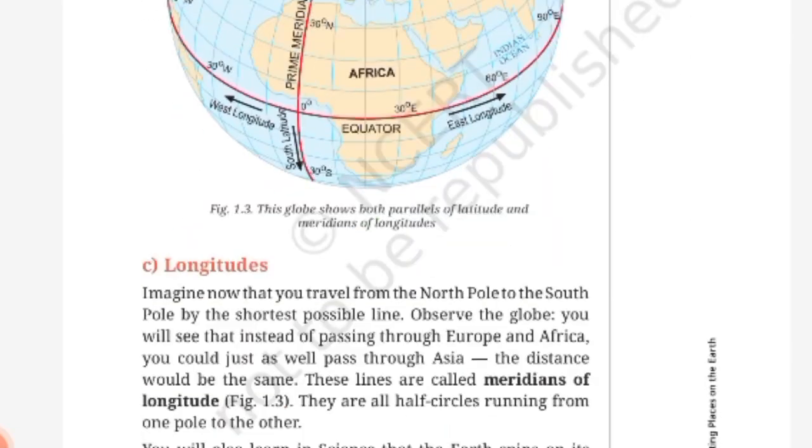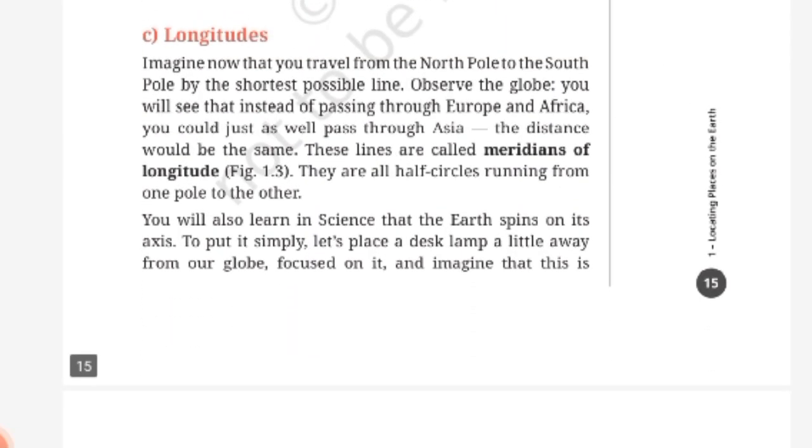Longitudes. Imagine now that you travel from the North Pole to the South Pole by the shortest possible line. Observe the globe. You will see that instead of passing through Europe and Africa, you could just as well pass through Asia. The distance would be the same. These lines are called meridians of longitude. They are all half circles running from one pole to the other.